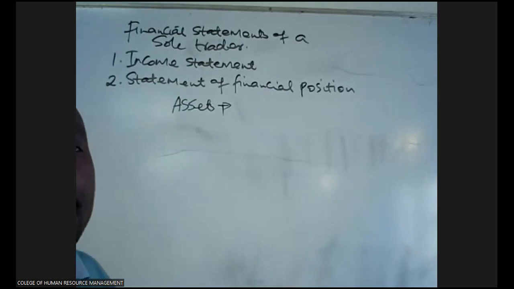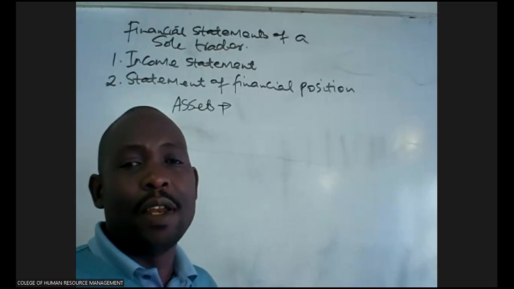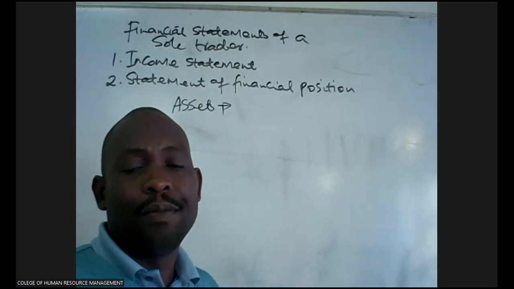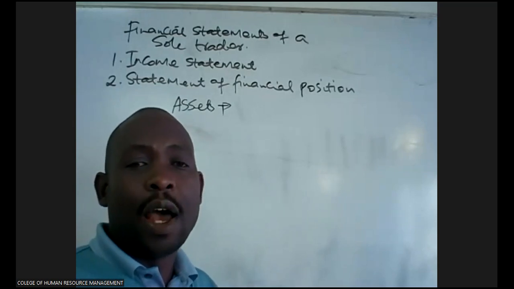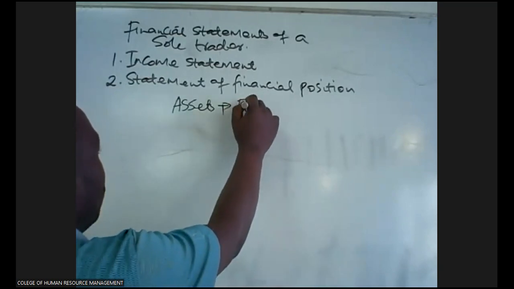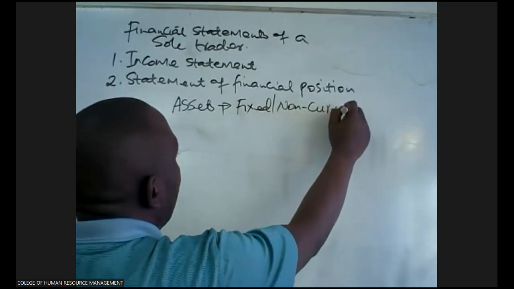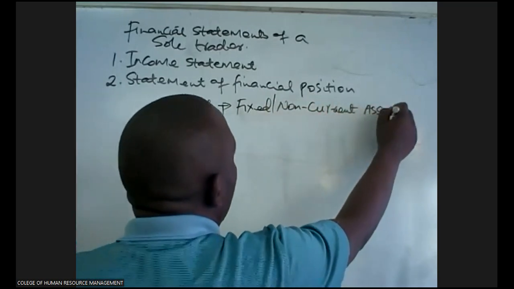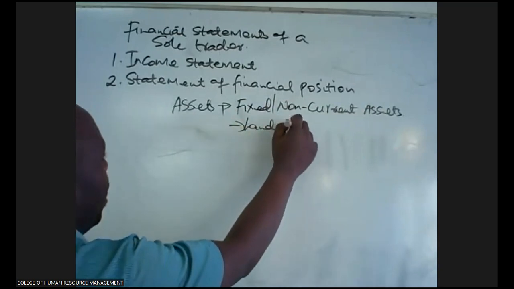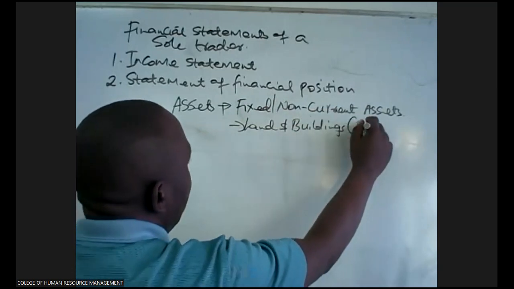So by the end of the financial year, after operating for 12 months, that is a financial year, how much is the value of our assets? What we own. And these assets, we know, they comprise of the fixed, also referred as the non-current assets. These are items like land and buildings. Sometimes we refer to it as the premises.